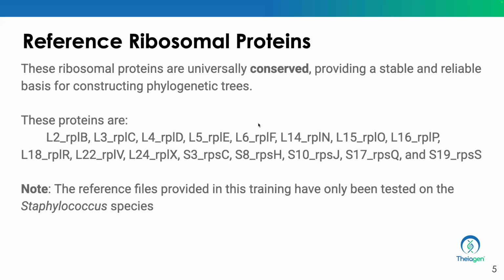So the 16 ribosomal proteins, as I said, are universally conserved and provide a stable and reliable basis for constructing these phylogenetic trees. The list of these 16 ribosomal proteins is shown here. However, note that the reference files that we're using for this training are from Staphylococcus species, but I talked to one of the developers of RC typing, Lisa Crossman, who sent me a couple of additional references.